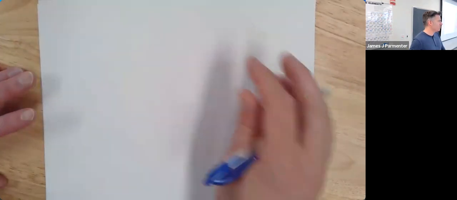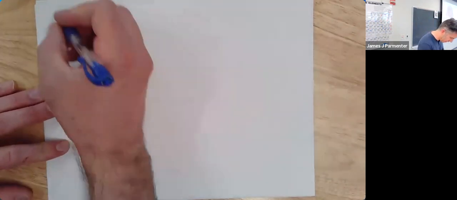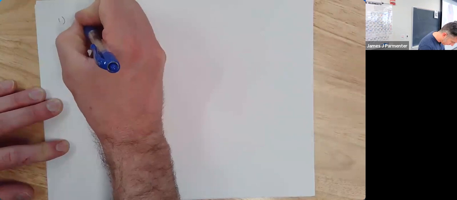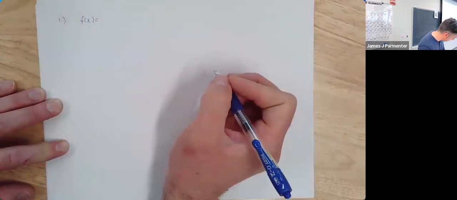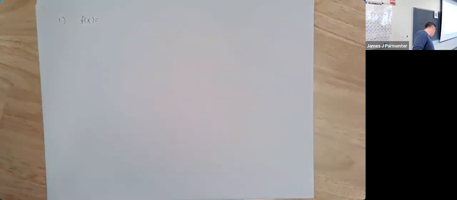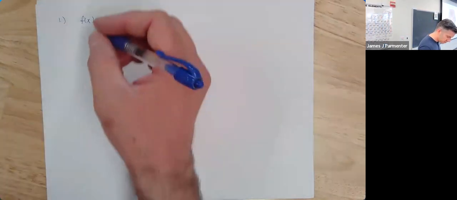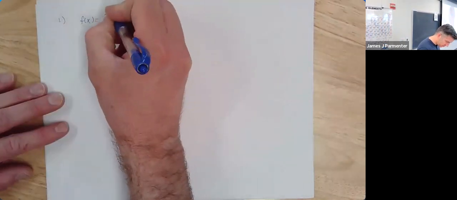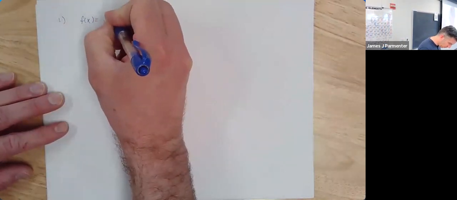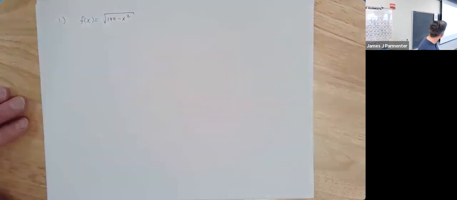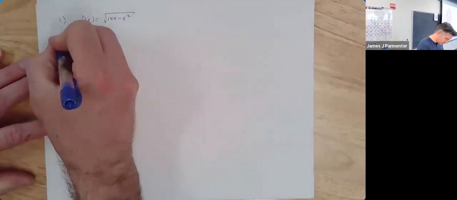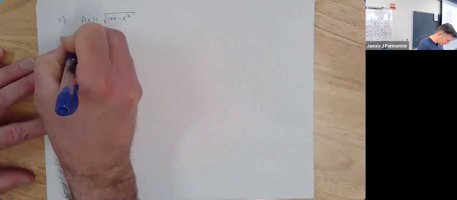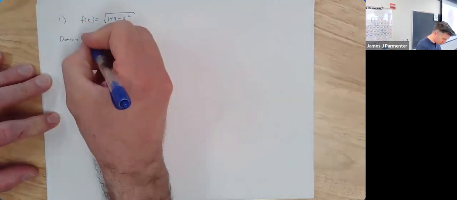Let's talk about some functions and their domain and range. So usually we talk about domain and range kind of together. Let's look at something like f of x equal to the square root of 144 minus x squared. And I want to find both the domain and, after graphing it, the range.